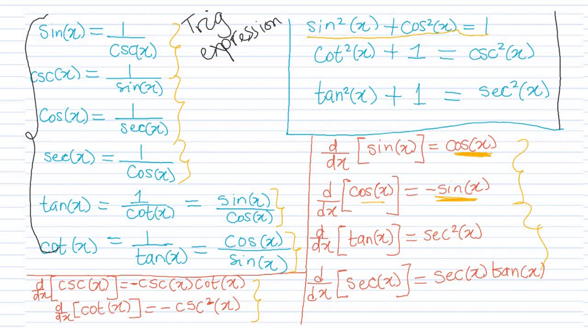Then the right side of the page has trig identities. This is where you have sine square x plus cosine square x equals 1, or tan square x plus 1 equals secant square x, right? So these are trig identities. And the last one that we have in red is just basically everything that involves the derivative of small trig functions. So that's what this is, the derivative here of small trig functions.